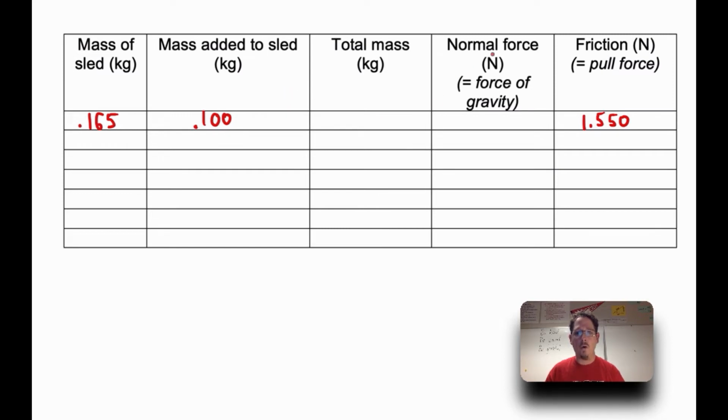So our goal is to get to normal force data. We should have already gotten the friction data because we knew that the pull force was equal to the friction, and we got that directly from reading the Newton scale. But the normal force, we didn't have a direct measurement of. Instead, all we had was mass data.